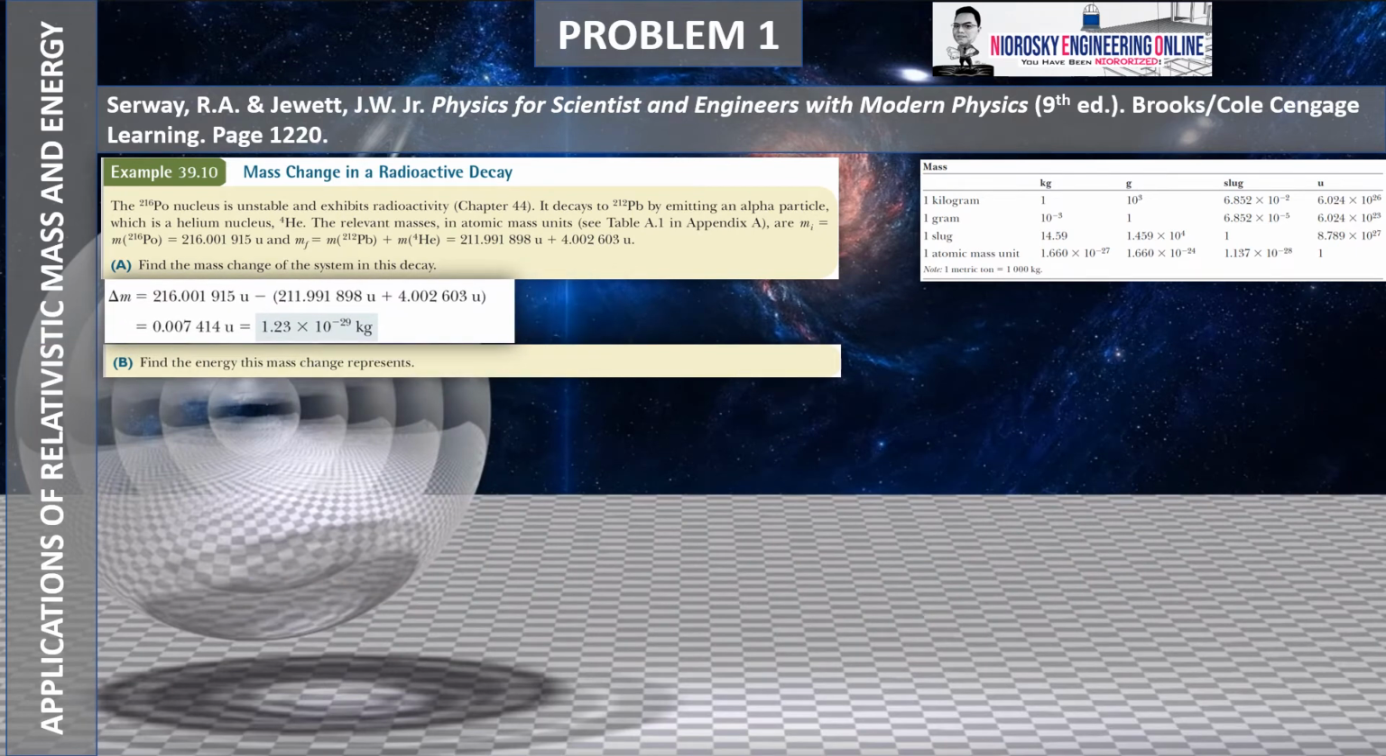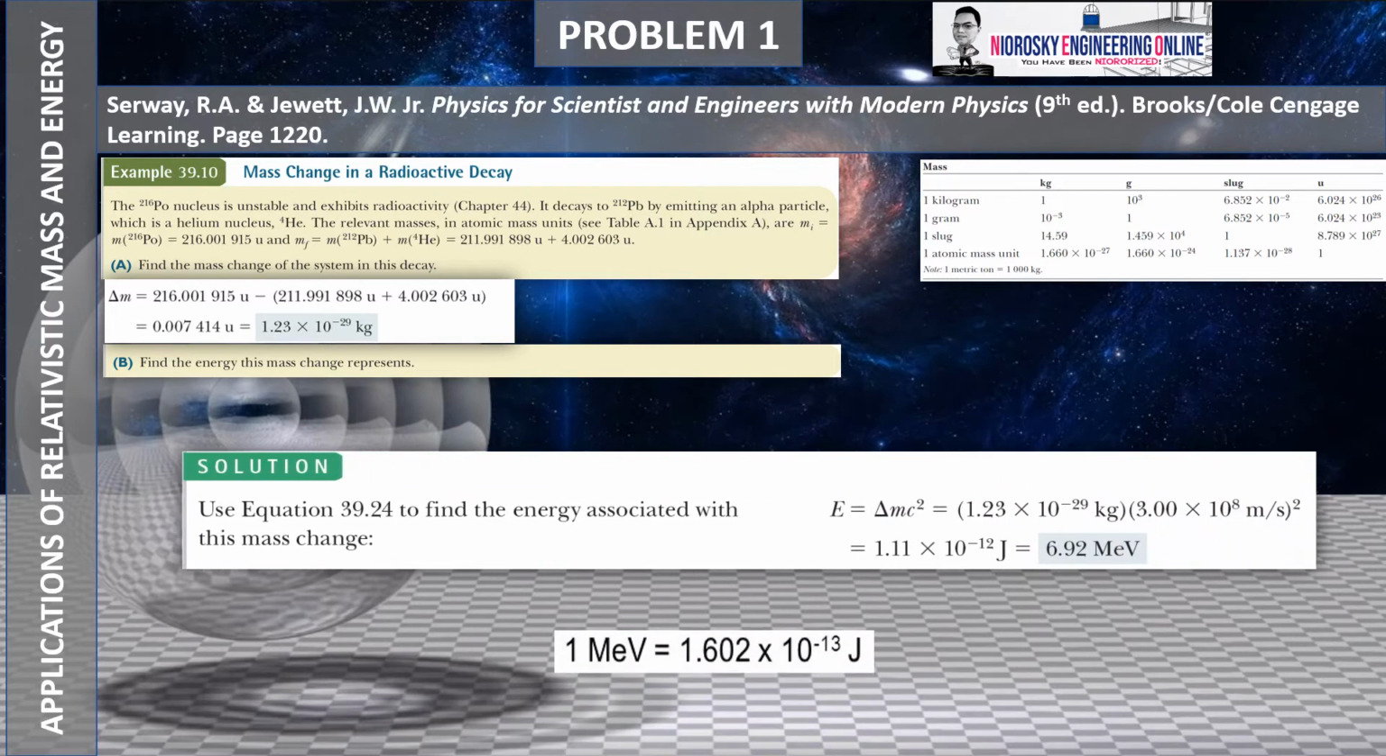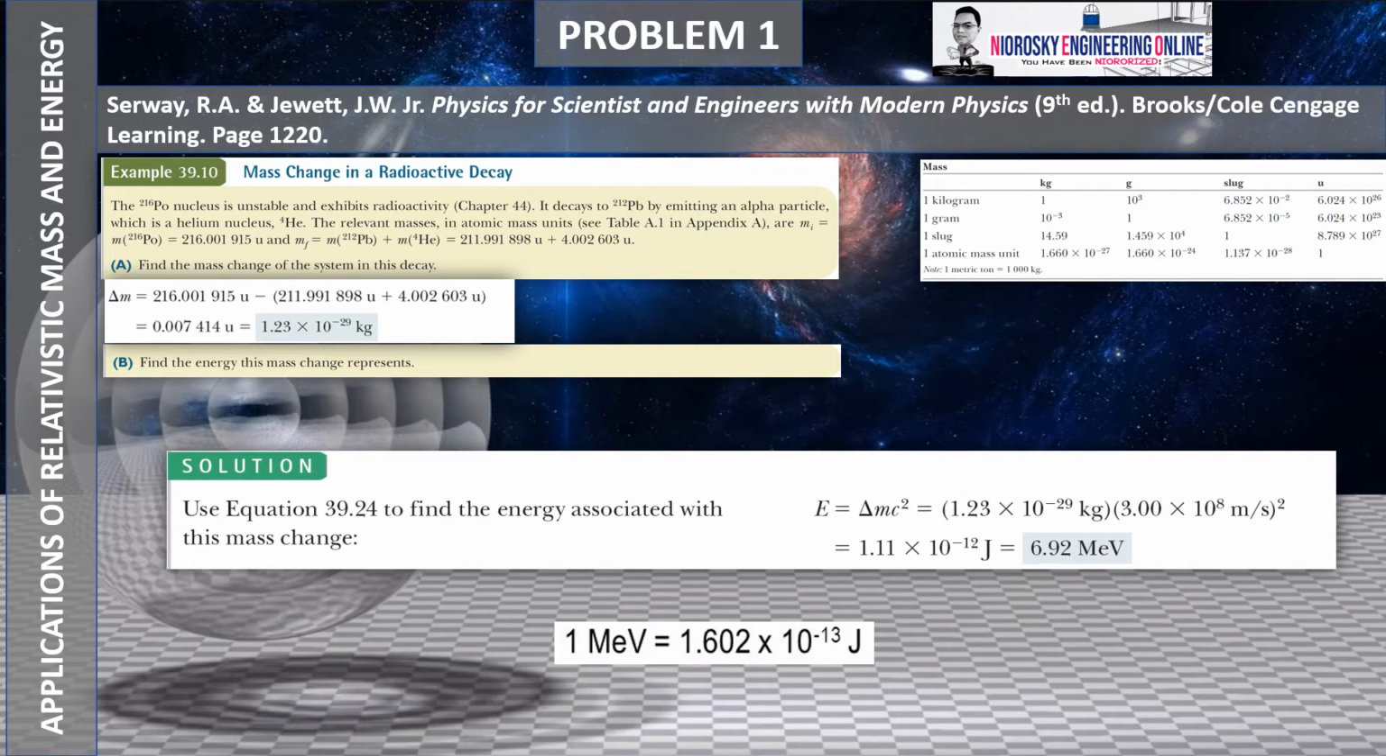The next question asks, what is the energy associated with this mass change upon the decay? So in that solution, we use equation 39.24 to find the energy associated with the mass change. So what is equation 39.24 in that particular book by Serway? This is very popular, no?